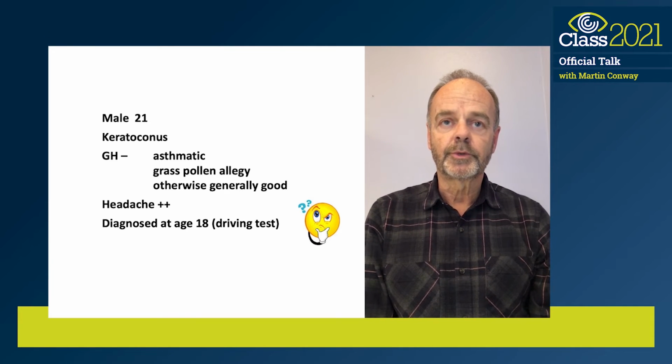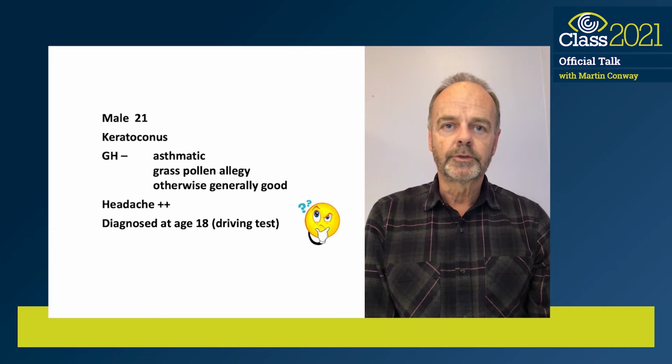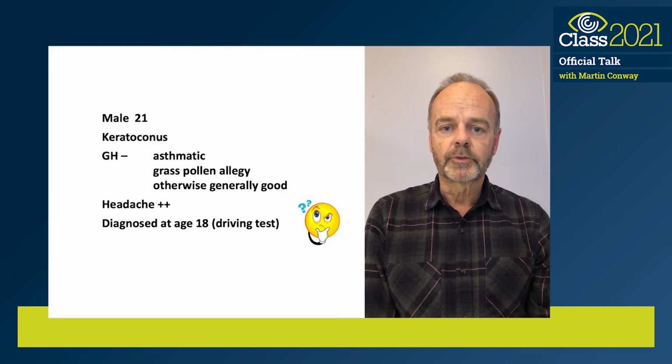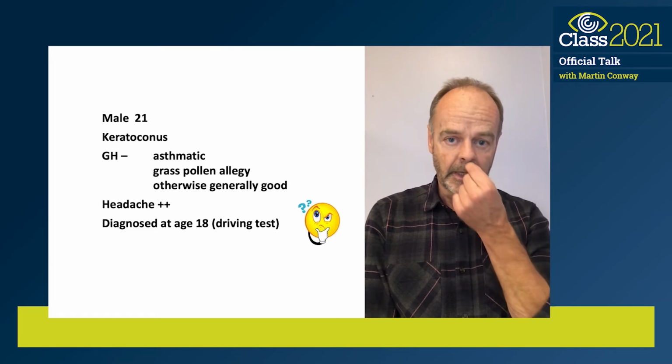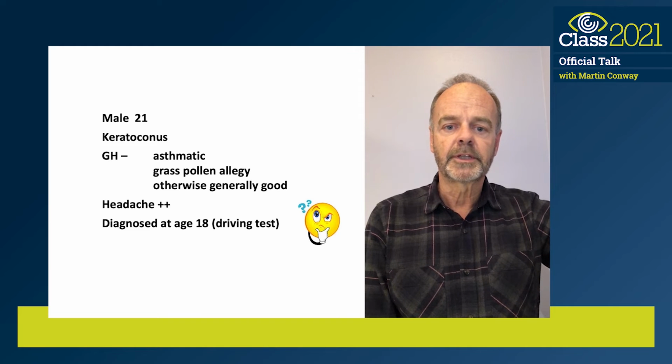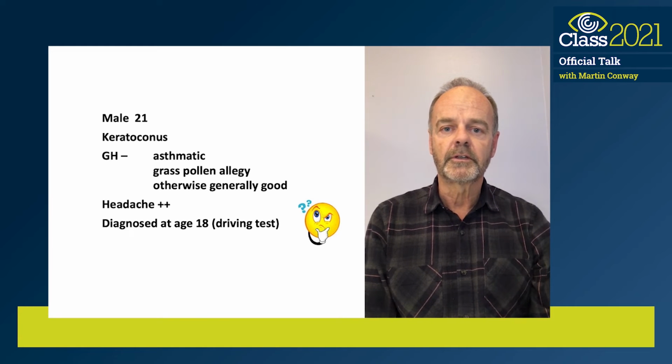He's 21 years old now. He was originally 18 when he came to our practice 3 years ago. The reason for coming to us was that he was taking his driving license, and at that medical examination they actually discovered that his left eye had poor vision. He's now 21, so we've been following him for 3 years.